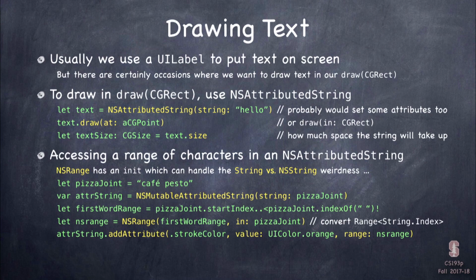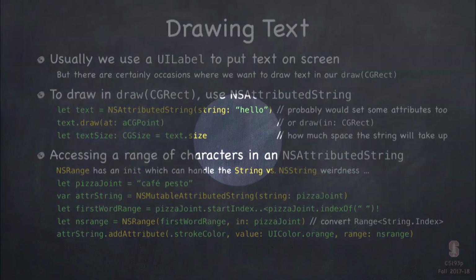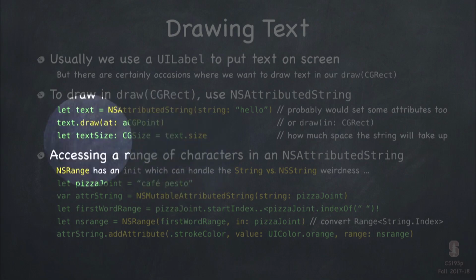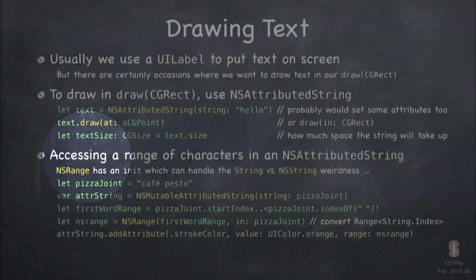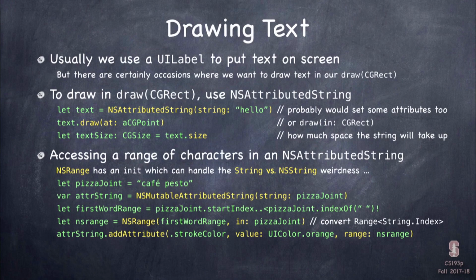But if I do want to set attributes just on certain characters in my attributed string, and it's a string, not an NSString, how do I do it? Well, the answer is this class right here, NSRange. NSRange is the way you specify a range into an NSString.